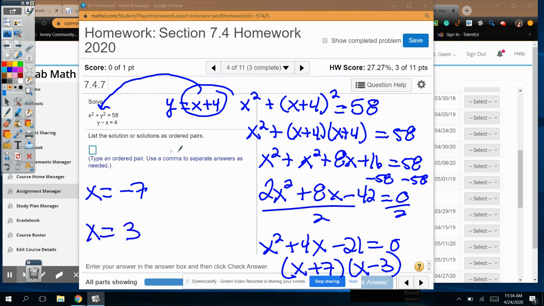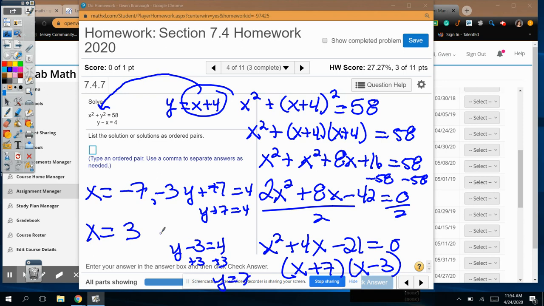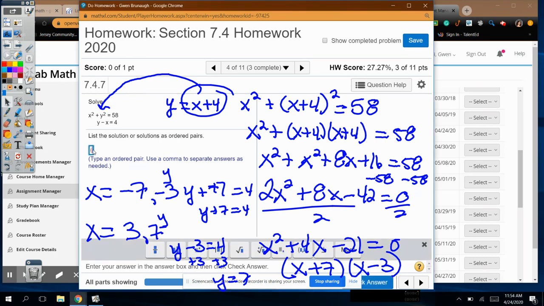But you also are going to have to find y. So if x equals negative 7, I would get y minus negative 7 equals 4, which that would be plus 7. So y plus 7 is 4. Minus 7, negative 3. We'll go with this guy. If I plug 3 into here, y minus 3 equals 4. Add 3, and y equals 7. So that's x. This would be y. My ordered pairs should be negative 7, negative 3, and 3, 7.